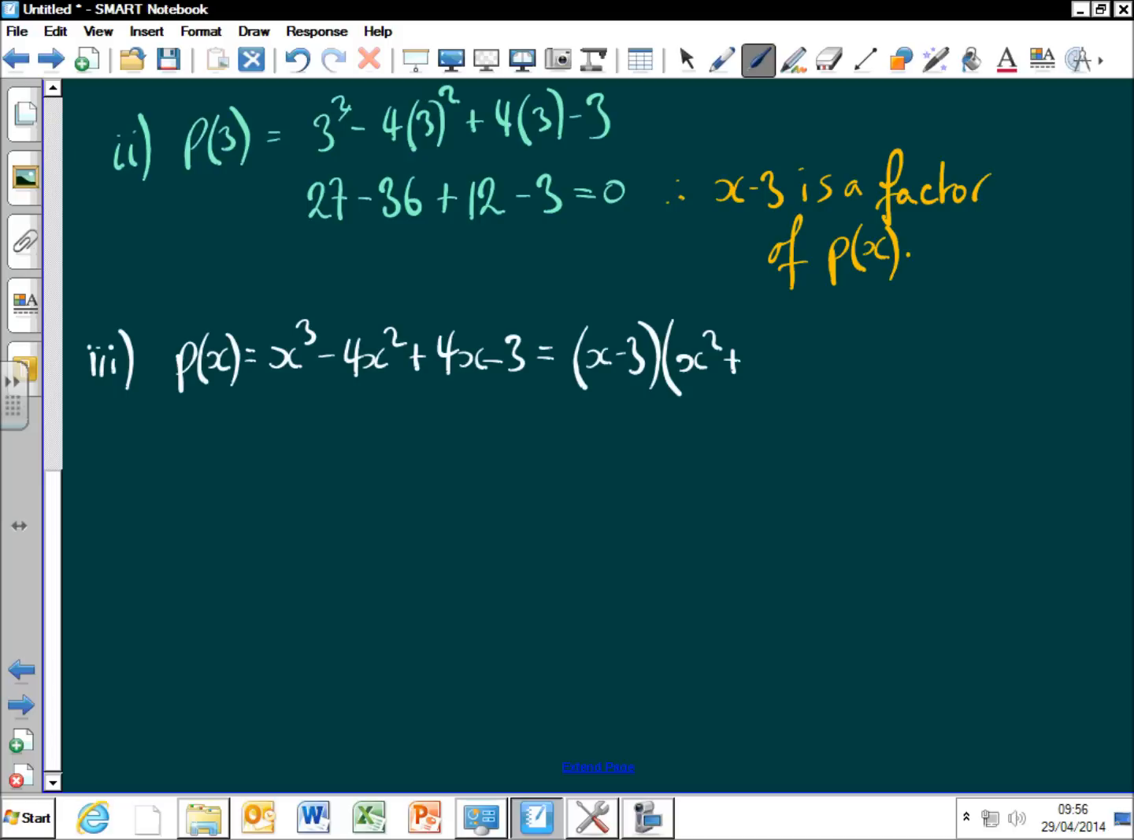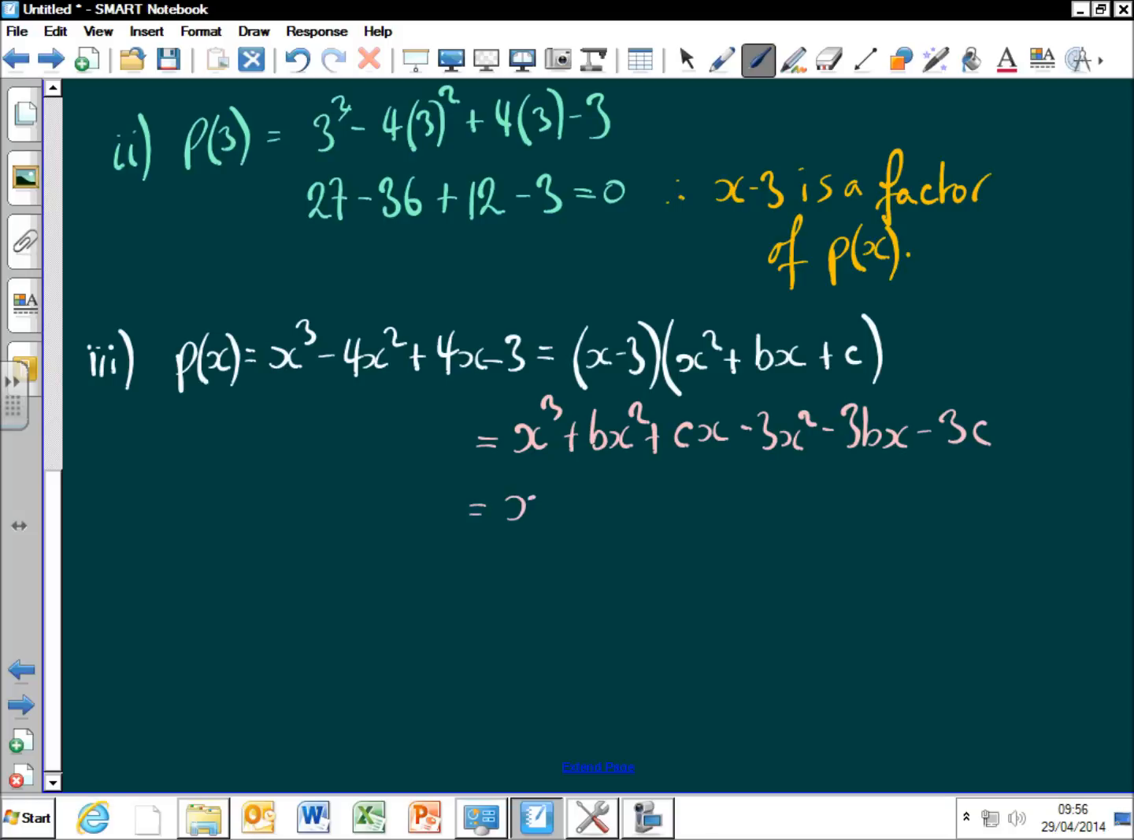and it says it's got this form here, and we've just got to find out what the b and the c are. So I can do this by multiplying out the right hand side and comparing it to the left hand side. I'm going to do this the long way, so it's like a fail-safe method. I'll get x squared times x is x cubed, x times bx is bx squared, x times c is cx. I'm going to times it all by minus 3 now, so I'm going to get minus 3x squared, minus 3bx, and minus 3c.